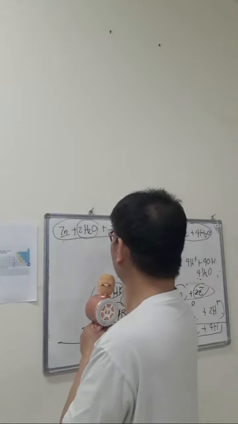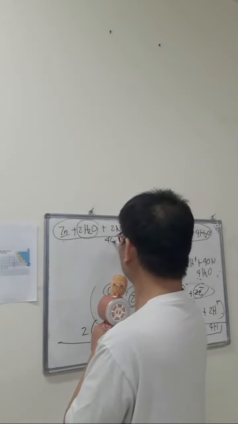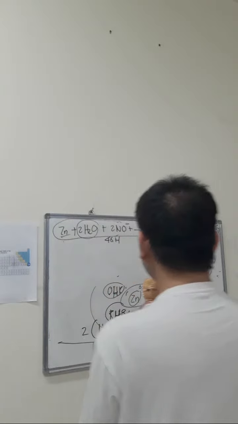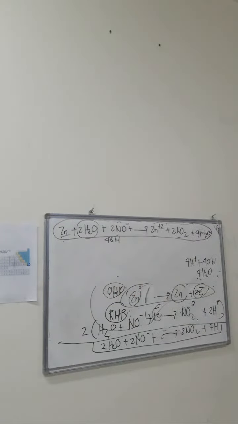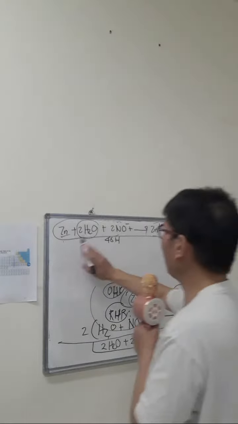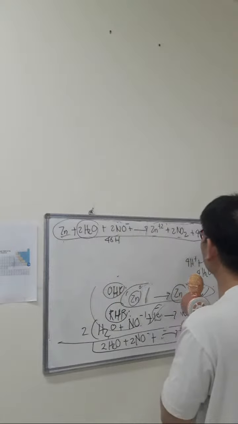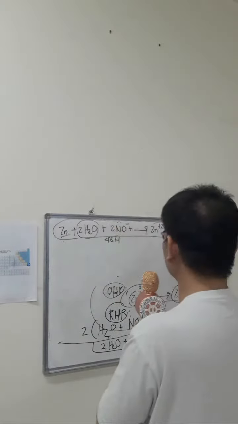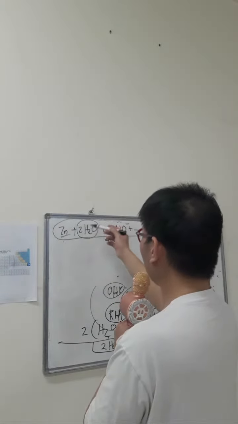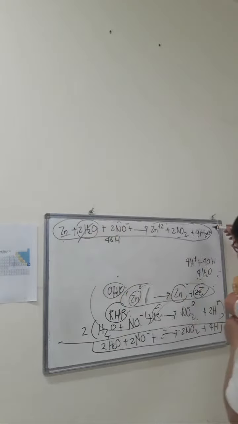Plus 4OH. Now take note of the common compounds and elements left and right so that we can cancel or subtract that. We have the water in the left, we have the water in the right. So 4 minus 2 is 2. We remove the 2 moles of water in the left because the 4 moles of water in the right is bigger. So this will become 2 moles of water.